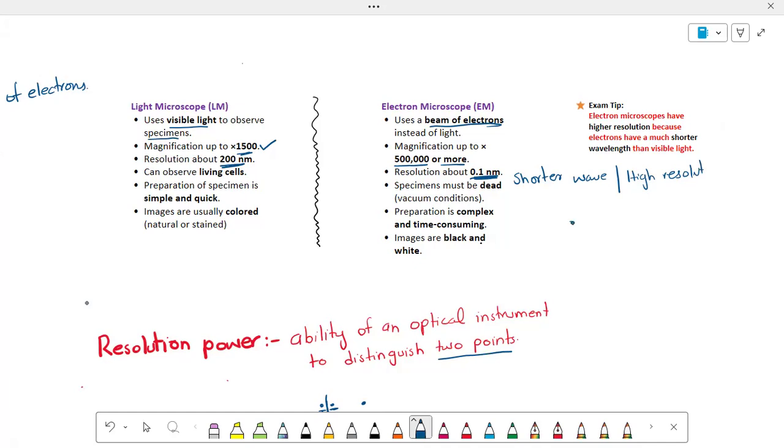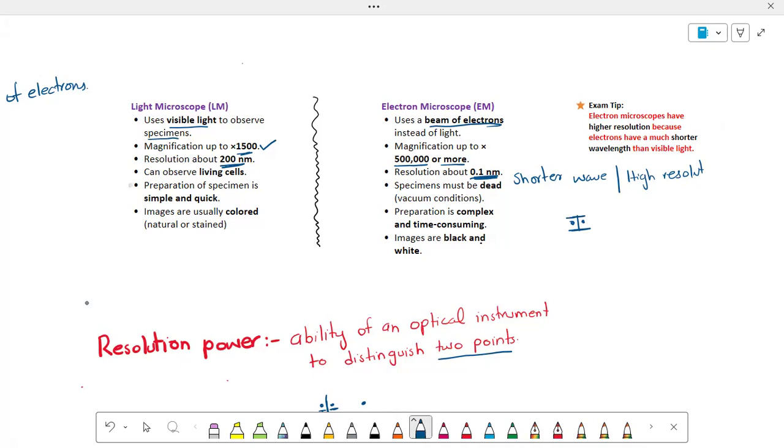Means if we have these 2 points, we can distinguish them using an electron microscope, but we can't distinguish them with a light microscope. Under a light microscope we cannot distinguish these 2 points. So that is the difference.